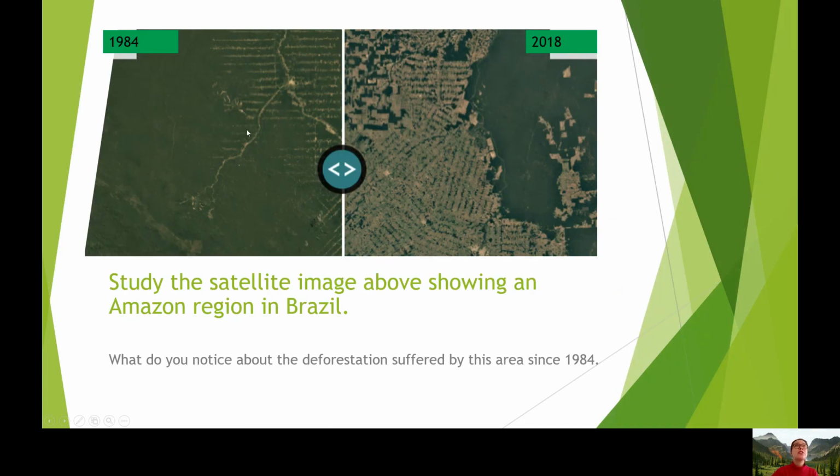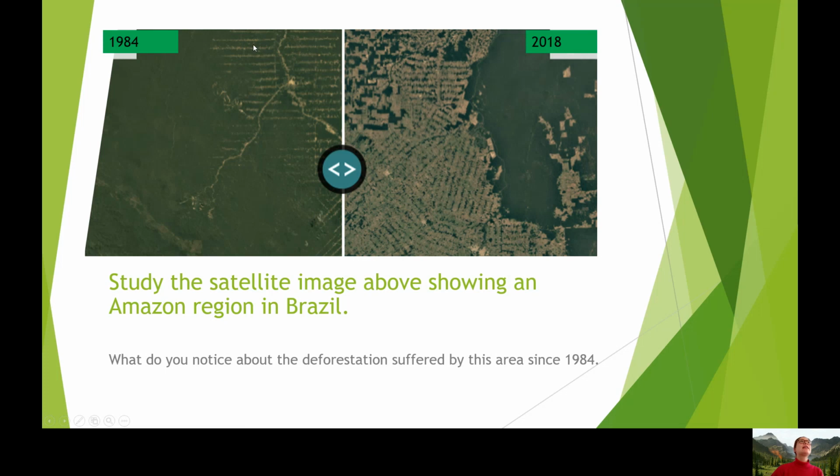Please have a closer look at these 2 images. These show satellite images above a region of the Amazon rainforest in 1984 and in 2018. What do you notice about the deforestation suffered by this area since 1984? Pause this video and have a look.